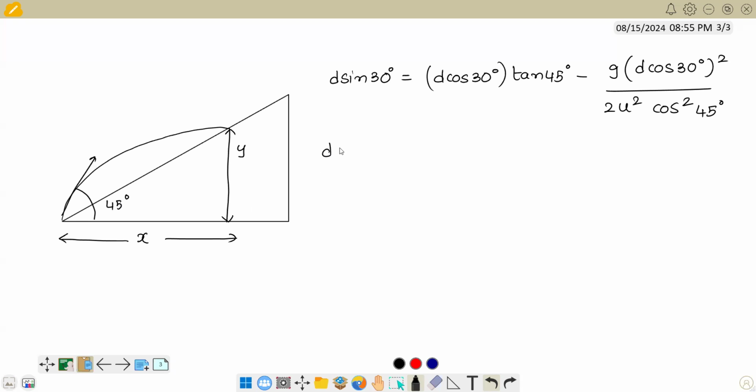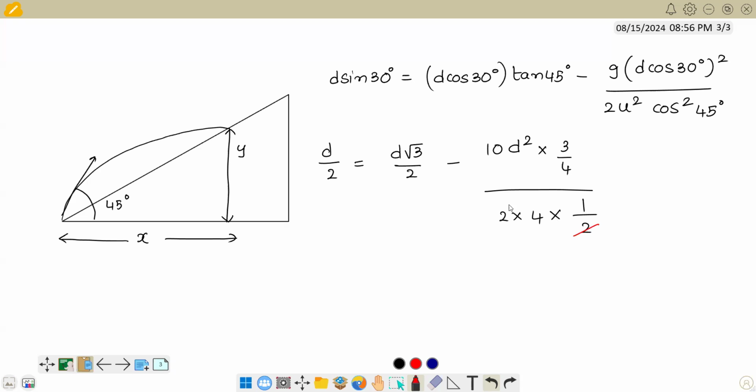So d into sin 30 degree is 1 by 2 and d into cos 30 degree is root 3 by 2. Tan 45 degree is 1, minus g value, it is given as 10, into d into cos d square, into what is cos square 30 degree? Cos square 30 degree would be 3 by 4, whole divided by 2 into u square. U is given as 2, 2 2s are 4, plus cos square 45 degree would be 1 by 2.